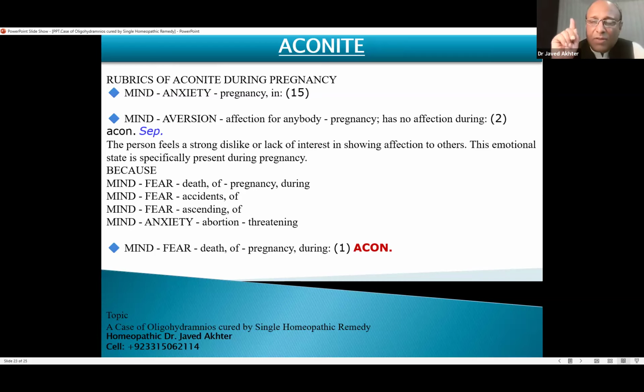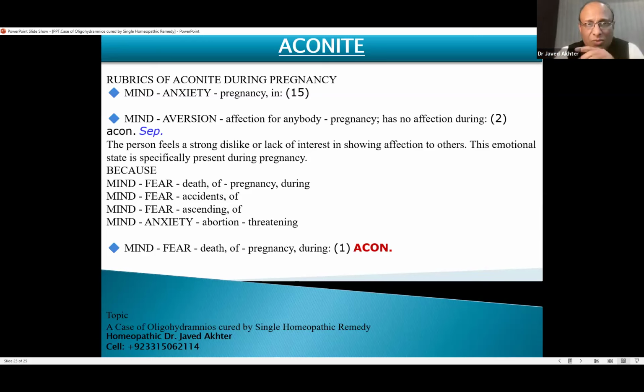This is one rubric. If the patient comes to you and says whatever the problem is, as you know, in homeopathy we see the individual, not the disease. We choose the patient. If the patient is feeling worried about their pregnancy, that is one rubric where Aconite is present. Number two, aversion, affection for anybody, pregnancy has no affection during. There are two medicines there, Aconite and Sepia.